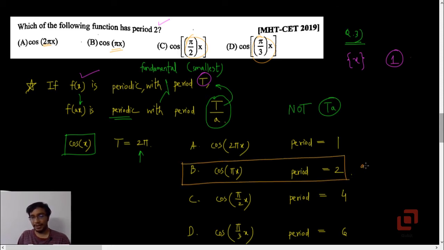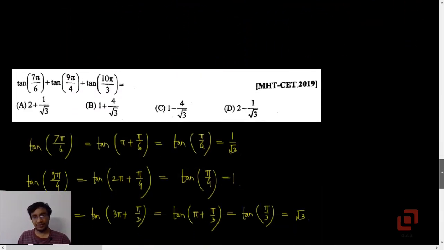Here a is pi, so t upon a will be 2 pi by pi, or 2. Okay, option B. And if the question had been period 1, then option A. Period 4, option C. Period 6, then option D. Okay, so you may even expect such a question in this year's CET. Right? Question 3. Let's go to 4.